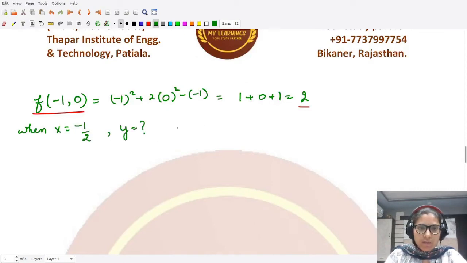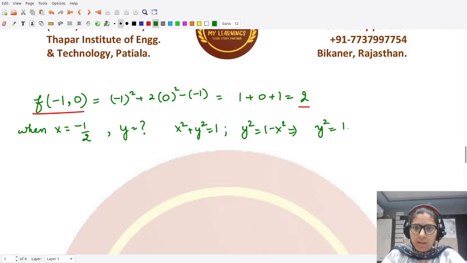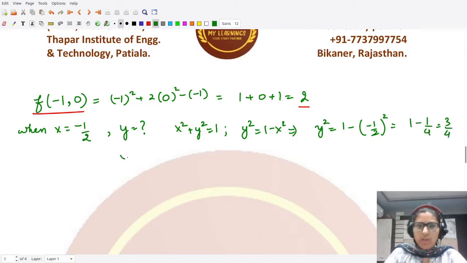What is y here? First of all, you have x square plus y square is equal to 1. So from here you have y square is equal to 1 minus x square, and from here you have y square is equal to 1 minus the value of x, which is minus 1 by 2, square. So you have 1 minus 1 by 4, that is 3 by 4. So what is the value of y here? It is plus minus square root 3 by 2. So you have two values here.